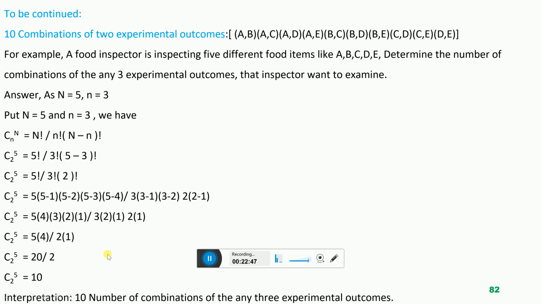Again, there are 10 combinations possible when the food inspector is inspecting any 3 from the large set of 5 objects.